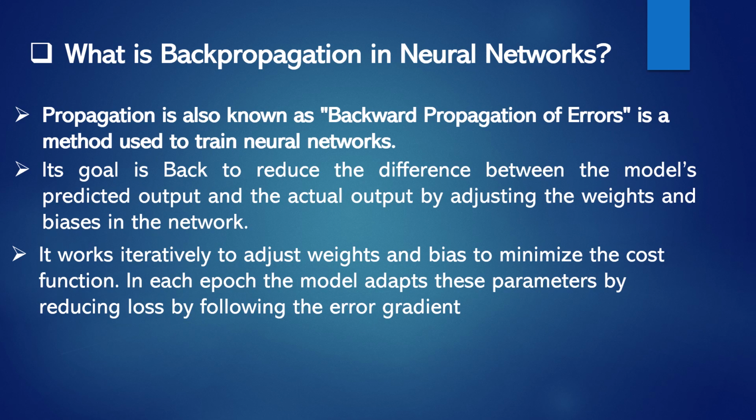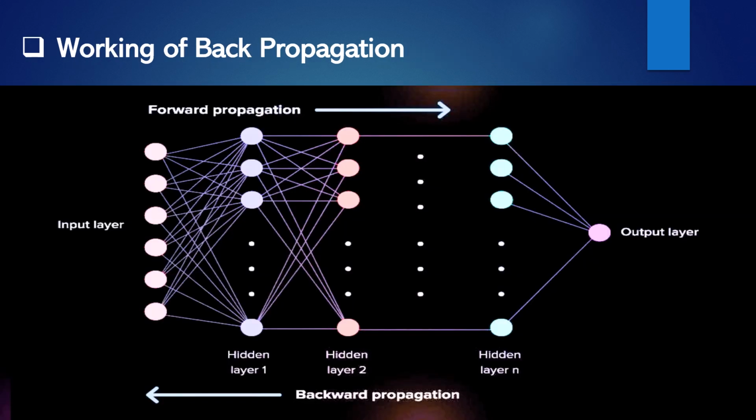Backpropagation is a method used to train a neural network, especially feed-forward networks. It is an iterative process that helps minimize the cost by adjusting the weight and bias. The goal is to reduce the difference between the predicted output and the actual output. Now let's see how backpropagation works.